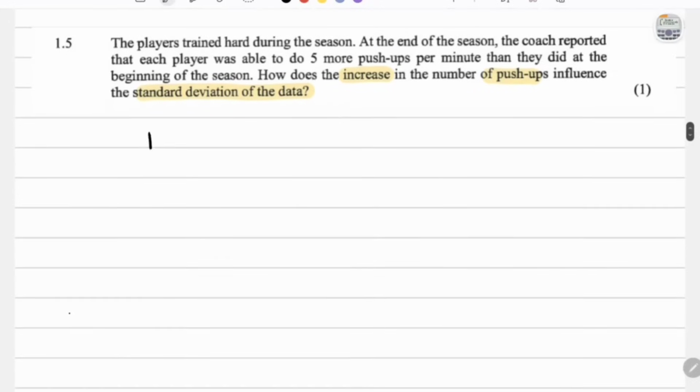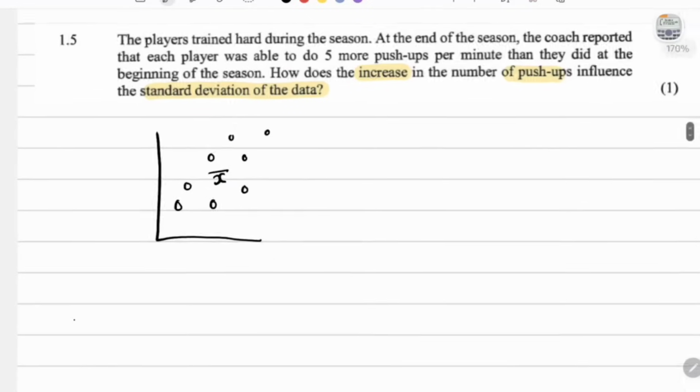When you're looking at it, it's kind of like this. You have your data points that are spread out like that. When you add all the data points together and divide by the number of points that we have, you get your mean. So now we can focus on the mean. For standard deviation, we'll use that data.